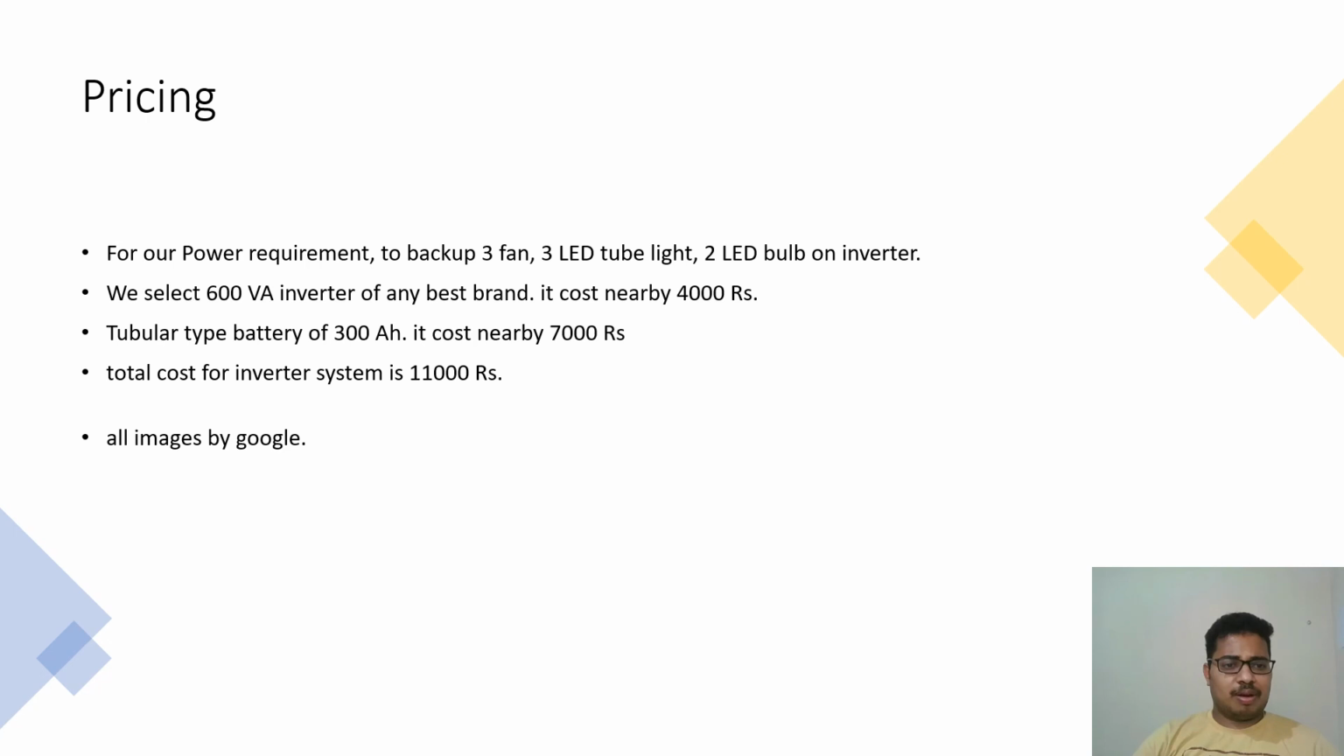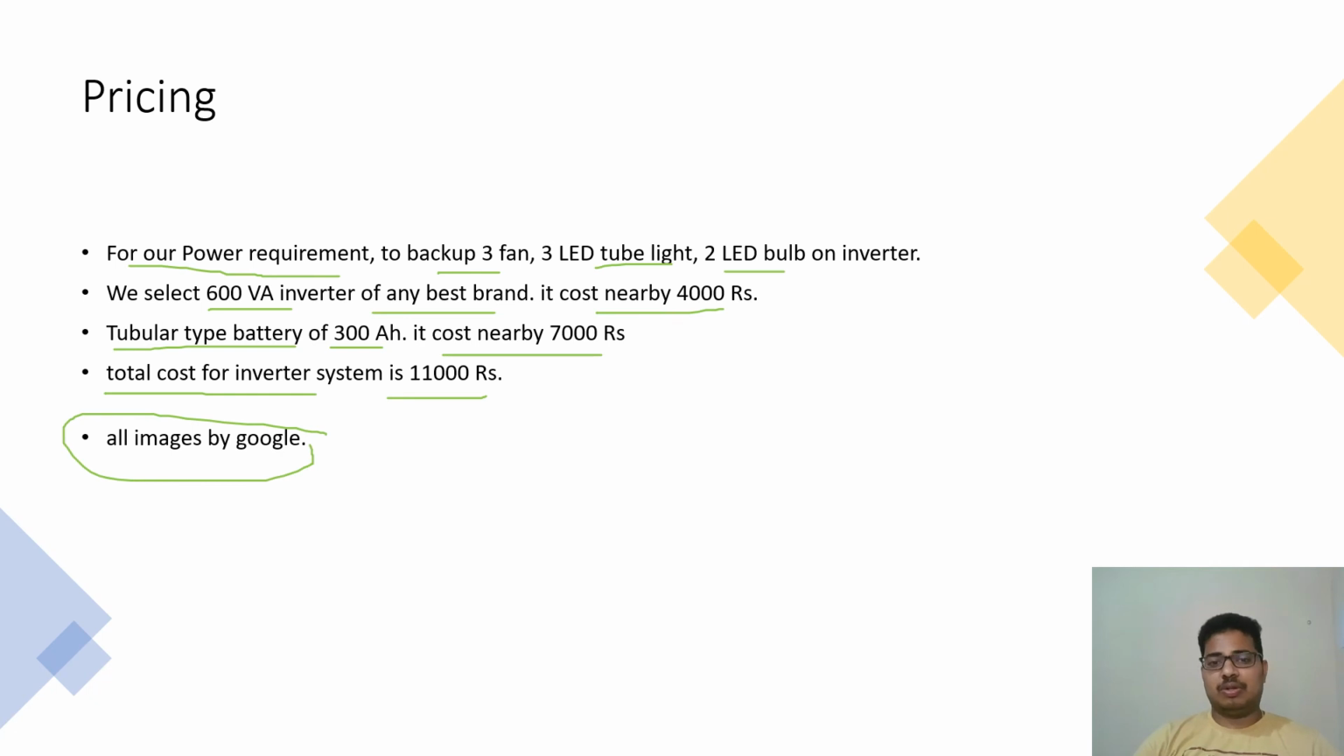So for our requirement to back up 3 fans, 3 LEDs, 2 LED bulbs, we selected a 600 VA inverter, of which any brand is okay. It costs around 4000 rupees. A tubular type battery of around 300 amp hour costs around 7000 rupees. The price may be a little bit different. The total cost for the inverter system is around 11,000. All images I took from Google. So this is about battery selection for a house.